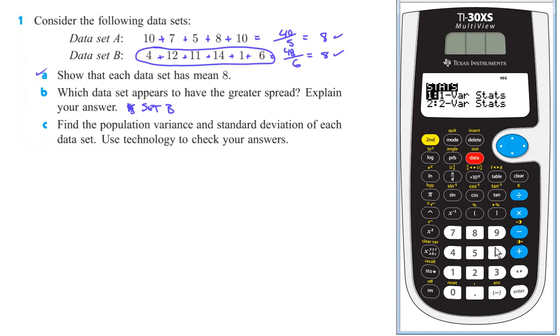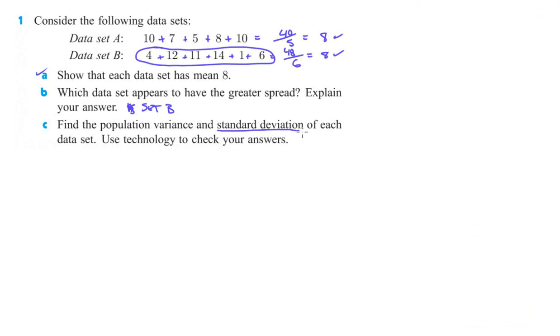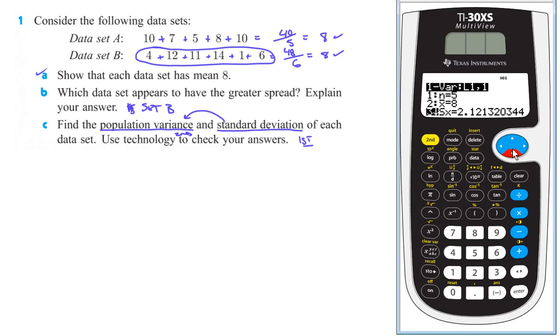So we're going to go back and do second data, which is statistics, and we want one variable statistics. We're going to find the statistics on each data set individually. The data for set A is in list 1, and the frequency is just 1. So we push enter, enter, and then calculate. It gives us all the important information. We're going to come up with the standard deviation first, and from that we can go back and find the population variance. So we go down, and there's standard deviation 1.897.